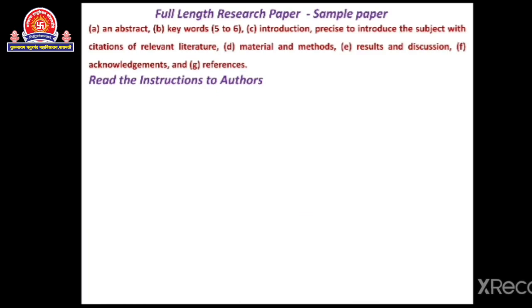After the selection of journals, now let us move on to writing a full-length research paper. I'll be explaining this with the help of a sample paper. In general, this original manuscript, which is a descriptive one, as we have seen earlier, consists of an abstract, then keywords, introduction, materials and methods, results and discussion, acknowledgement, and references. So this is the general standard format for any full-length research paper.